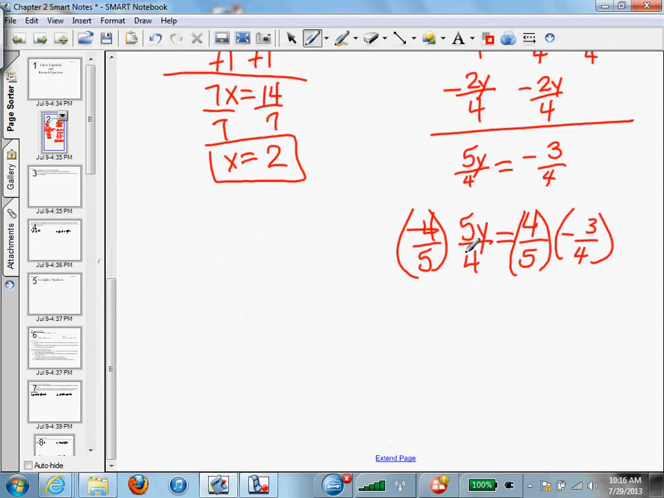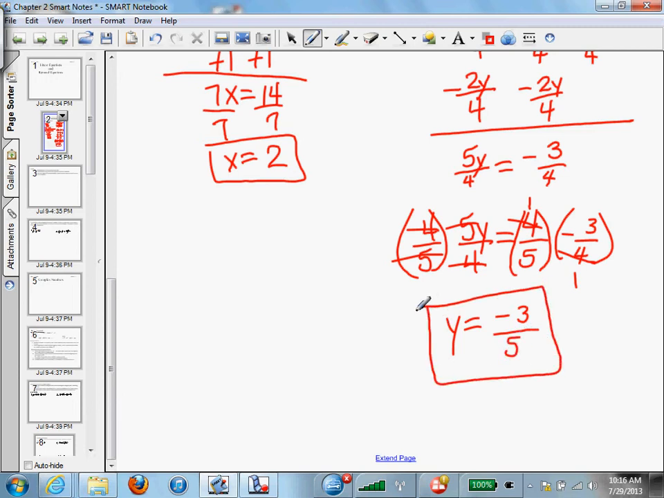Okay, so over here, through cross multiplication, those 4's will cancel out, and so will those 5's. So you're just left with y on the left side. And over here, if you do the same thing, the 4's cancel out due to cross multiplication, so you're just left with 1 times negative 3 on top, or just negative 3, over 5 times 1, or just 5. So we're left with y being negative 3 over 5.